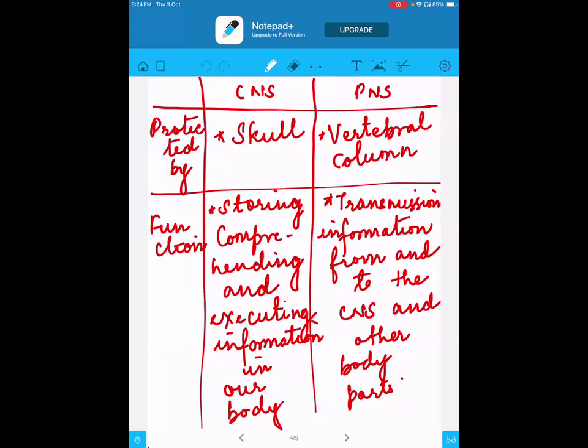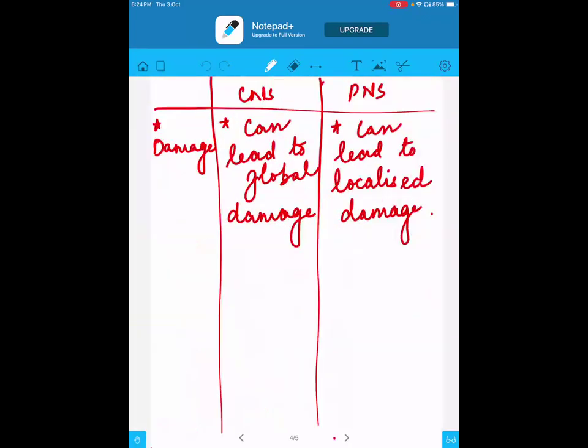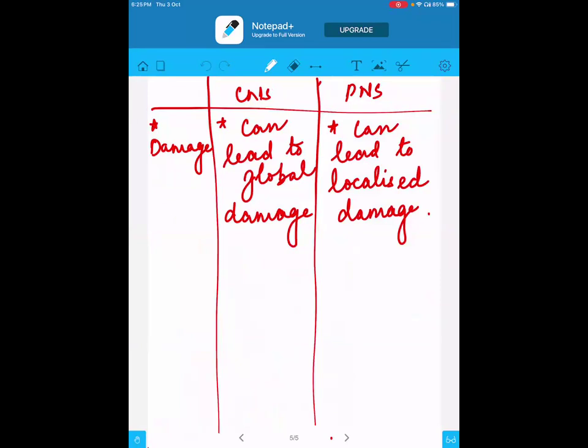Then the PNS function is to transmit the information from the brain or from the CNS to the other body parts, or from the other body parts to the brain. And the last point is damage. If the central nervous system is damaged, then the whole body can suffer. Whereas in the case of the PNS, if it is not functioning properly, then localized damage can occur. It means only that certain organ, the nerves present in that area, will be suffering.